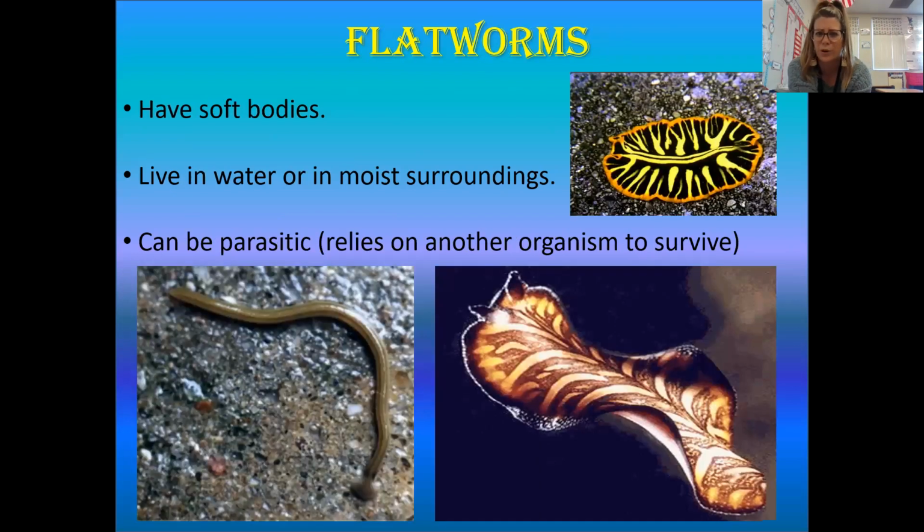And then flatworms. Flatworms have soft bodies. They live in water or in moist surroundings. And this one means they can be parasitic, which means they rely on other organisms to survive. So they kind of eat off of other things. Okay? And that, my friends, is our nice vertebrate and invertebrate review.